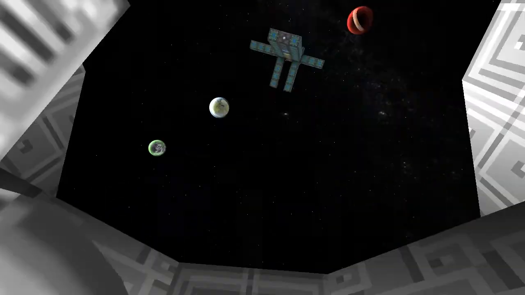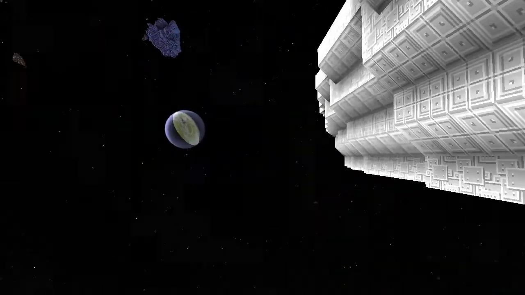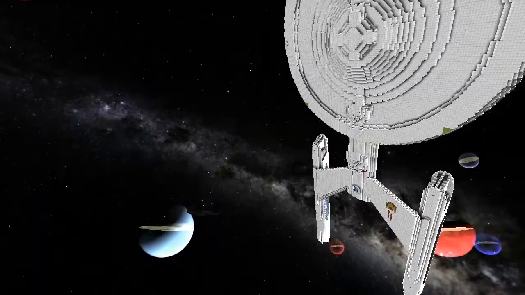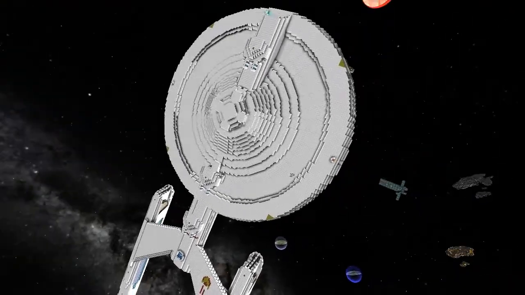So is this an airlock? Looks like it, yeah. Step off the side. Yeah, step off, drop out. Where am I going? I didn't find the warp core. I've got to go back.